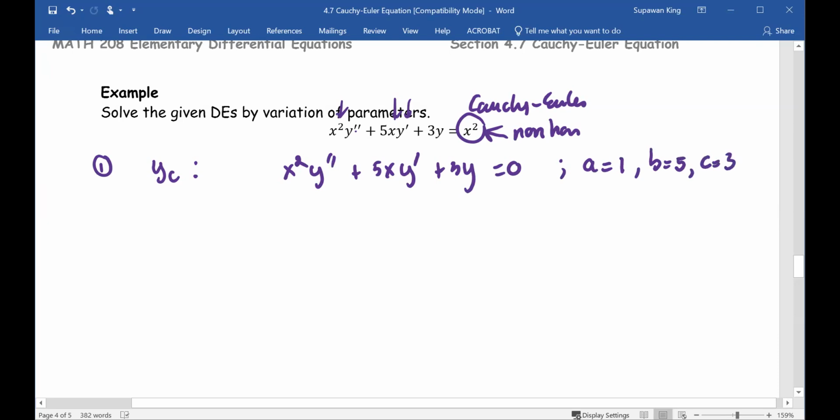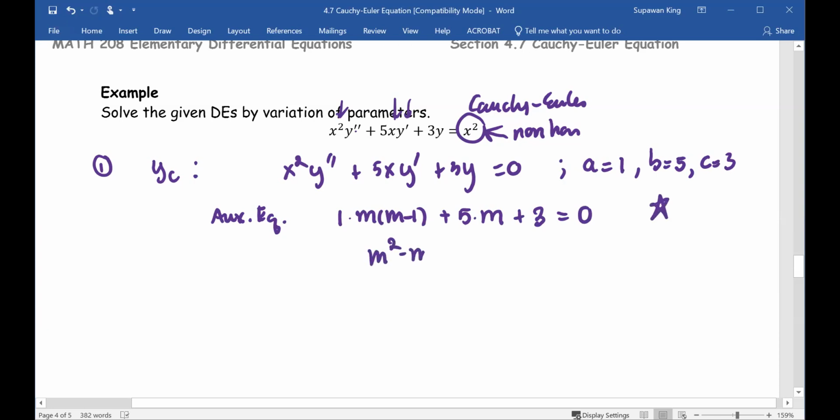The auxiliary equation: the A, which is 1, multiplied by m times m minus 1, which is the coefficient of the second derivative, plus the B times m, which is the coefficient of the first derivative, plus C equals 0. This is a critical part right here. And next, you're going to solve the quadratic equation.